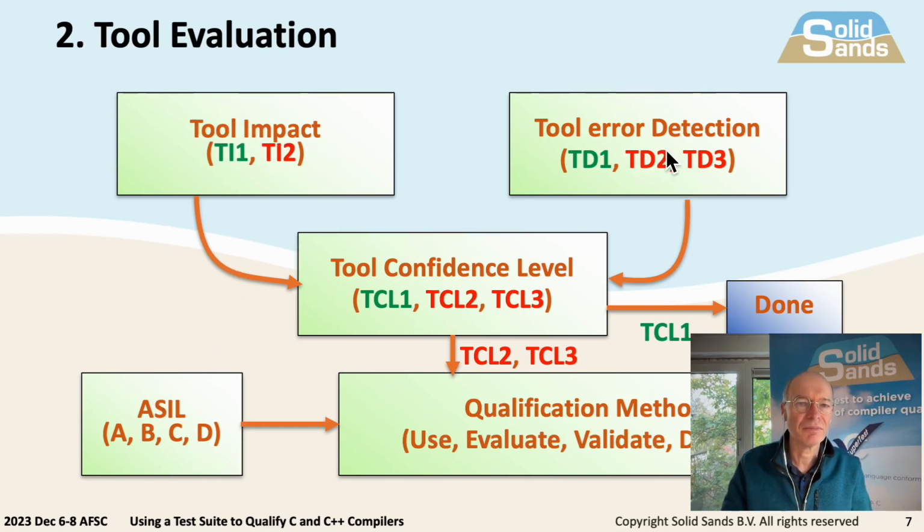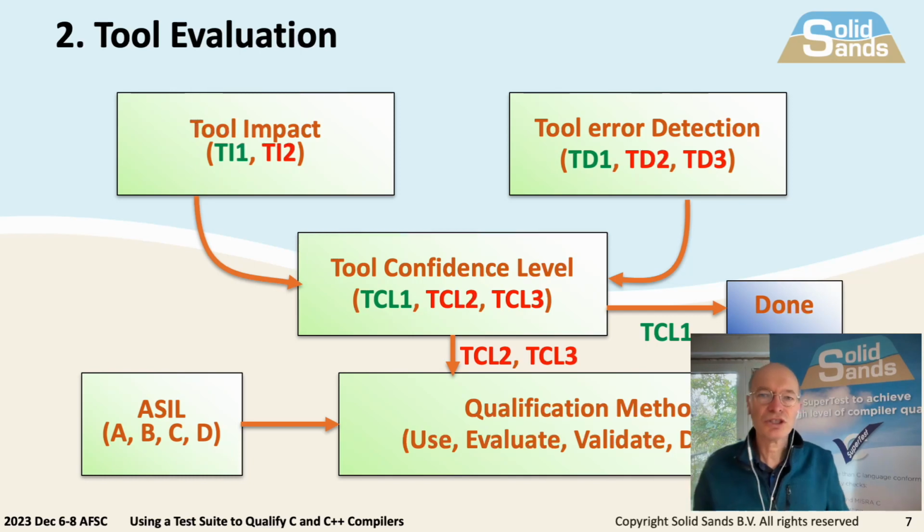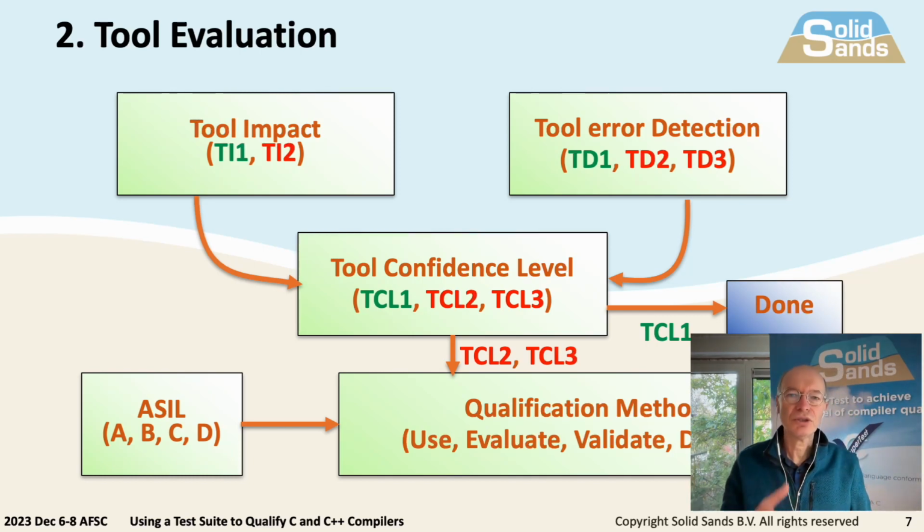The tool impact level here is for a compiler almost always TI2, and that means that if there's a defect in the compiler, that can introduce a safety hazard, and that makes it TI2. Now clearly, if there's a defect in the generated code, that is what can happen. Tool error detection needs a bit more explanation, and that is because how sure are you that your application tests will actually find all of the errors that the compiler may have. That's a very tricky question.